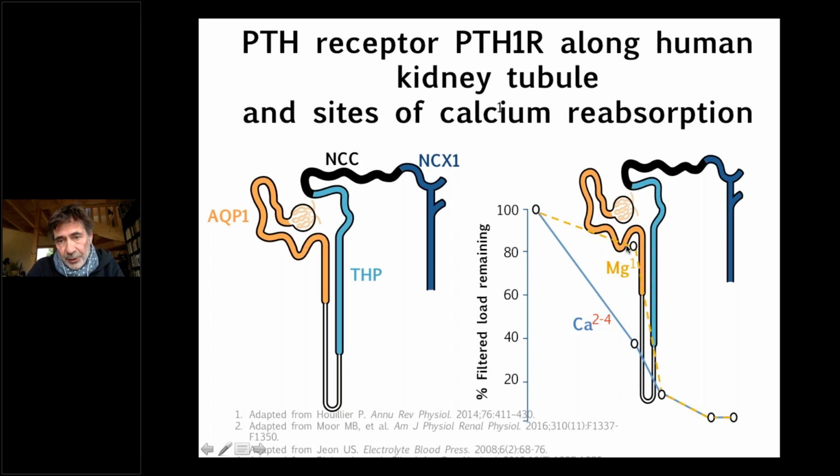If you consider this cartoon, you can see that about 2/3 of filtered calcium is reabsorbed in the proximal tubule. About 25% is reabsorbed in the thick ascending limb of the loop of Henle, and the remainder is reabsorbed in the distal convoluted and connecting tubule.